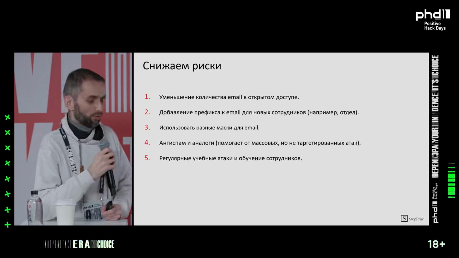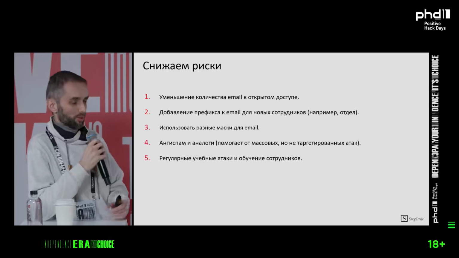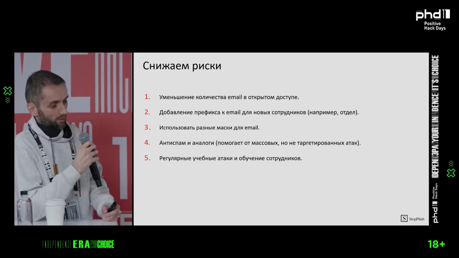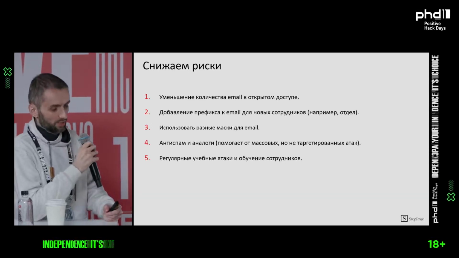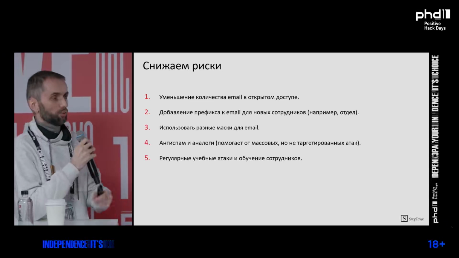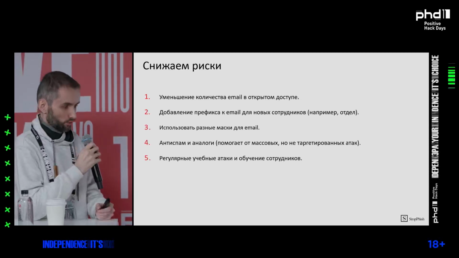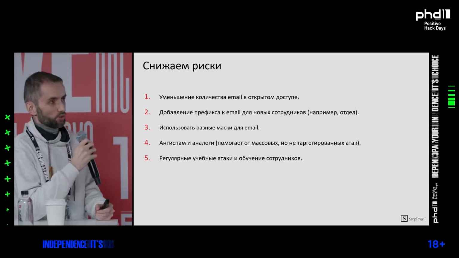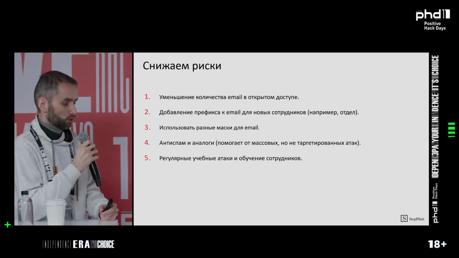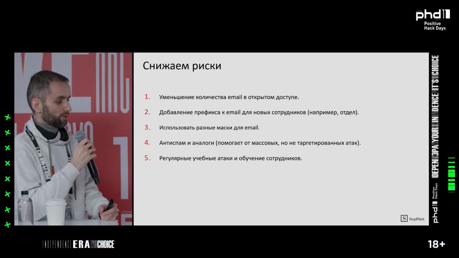But if you have a person and a department, then it will be harder for a person to calculate the type, the prefix. You can use masks: name, surname, just abbreviations, to reduce the simplicity of the patterns that can be used to identify the rules.